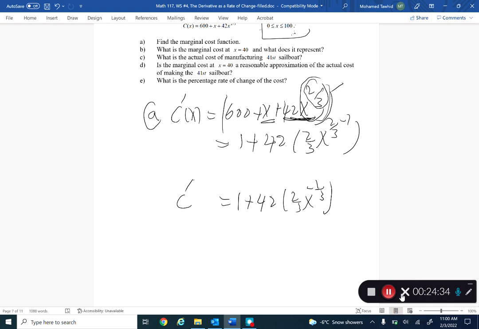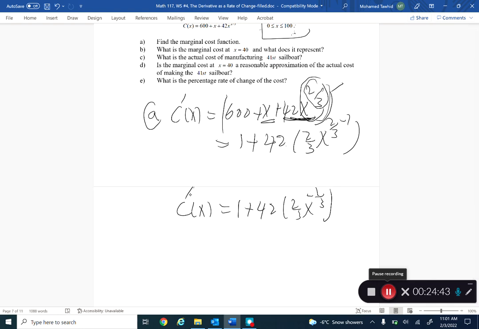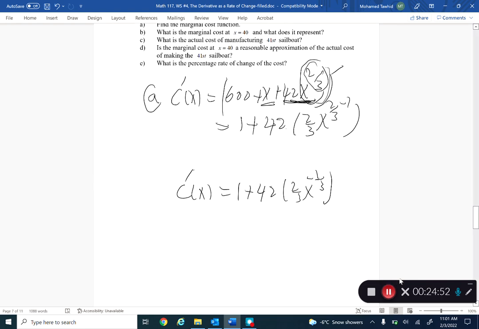All right, so that is your part A, guys. Do you have any questions about part A, how to get the marginal cost? Everyone agrees? So now, the second question: what is the marginal cost at x equals 40, and what does it represent? Explain what this number means.